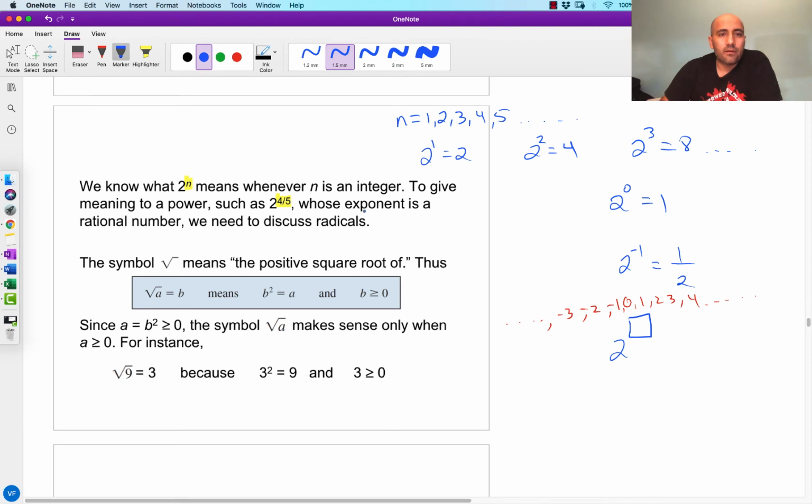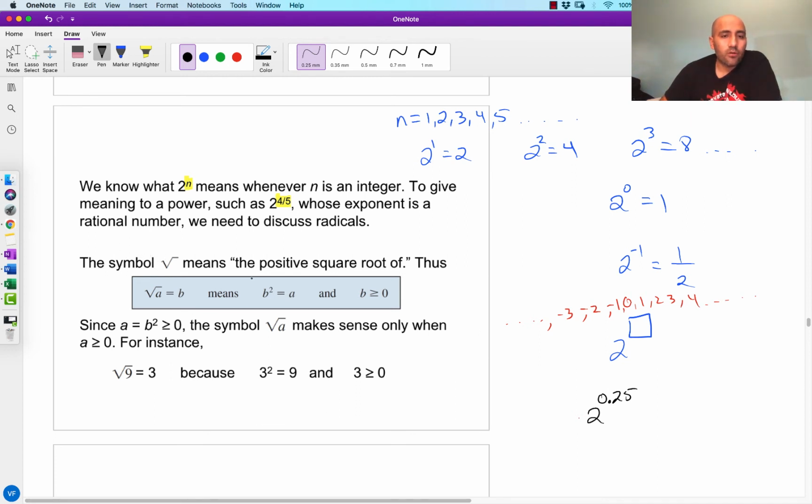What if it was another decimal? What if we had 2 to the power of 0.25? What do we do there? Right. So that's what we want to tackle. Before we get to that, though, we're going to explore what this symbol means in a little more detail. We've worked with it before, a radical.